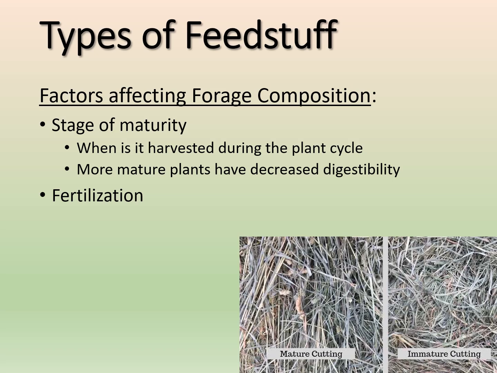You notice there's some seeds and flowering on the grass in the mature cutting, but not so much in the immature cutting. So when you talk about the digestibility of the forage, more mature plants tend to have a decrease in digestibility. It just depends on when you cut the grass and what stage of that plant's life cycle, whether it's more mature or less mature or immature.